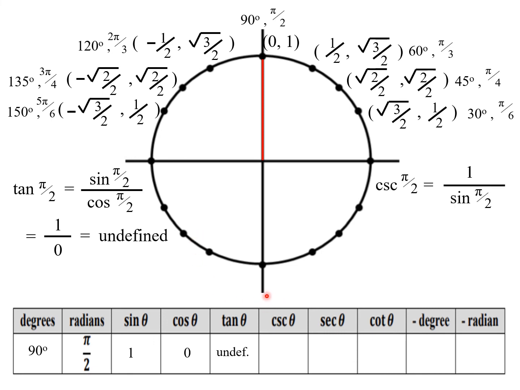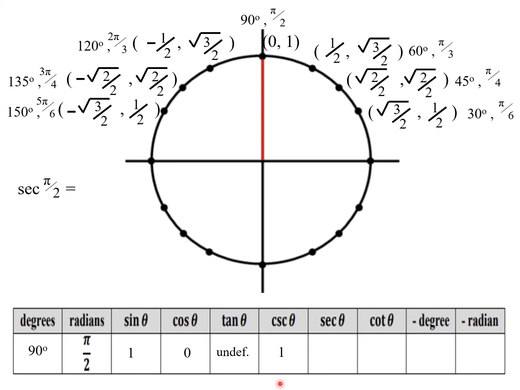The cosecant is 1 over the sine. The sine is 1. So 1 over 1 is just 1. Next, the secant. Secant is defined as 1 over the cosine. Cosine was 0. And that makes the secant undefined.